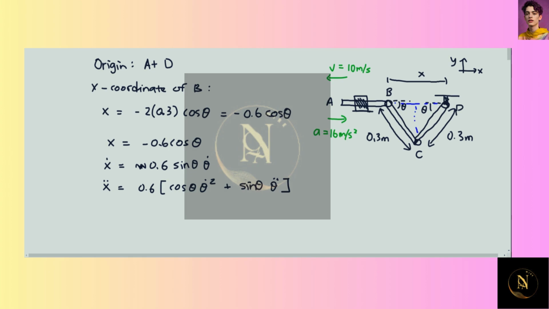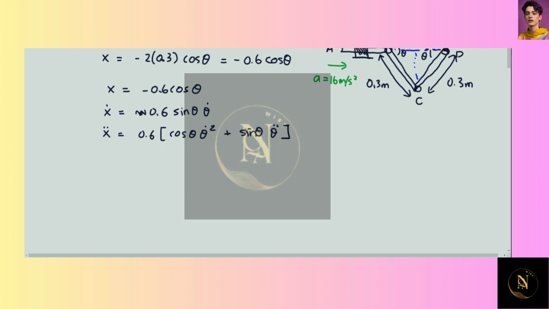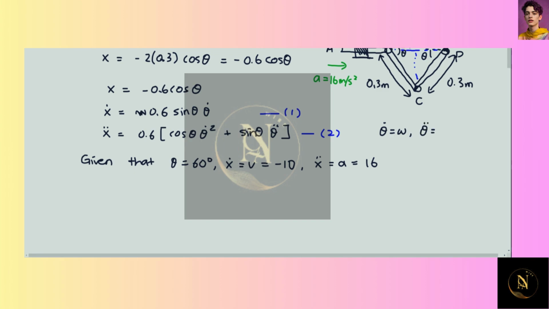We are given that theta is 60 degrees. X dot, which is our V, is minus 10, and our x double dot, which is our acceleration, is 16. So we are working with this equation, the velocity and the acceleration. We also note that theta dot is omega, and theta double dot is alpha.